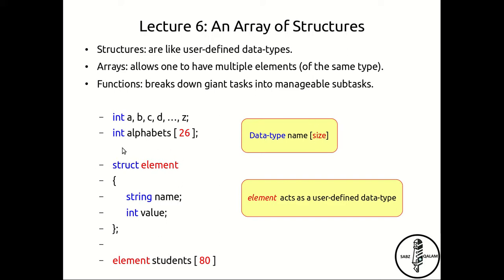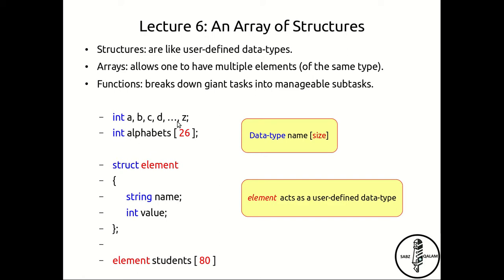Consider now this example of a structure, and I'm using the word element. You can really use any name that you want. The structure actually allows you to put multiple variables of different data types within the same object, per se. Now the element here has two variables within it. One of them is the name, of the type string. So whenever you use string, you have to include string. And value, of the type integer. In fact, you can have structures within structures within structures. That's also allowed.